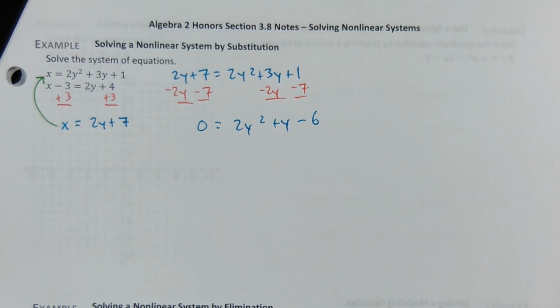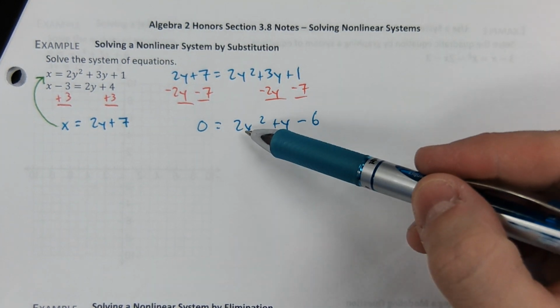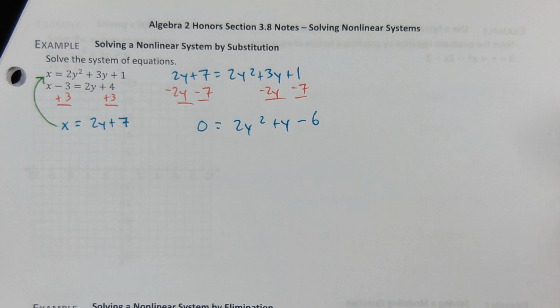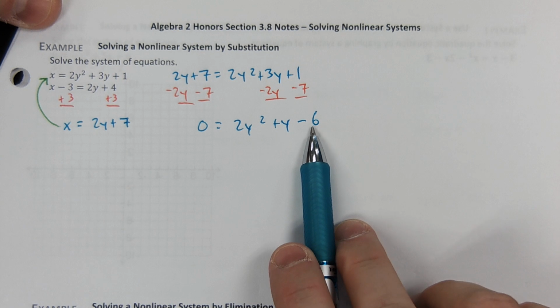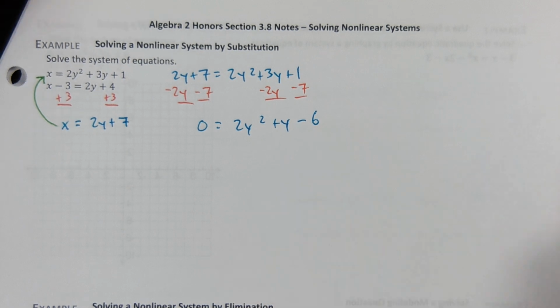Alrighty, we have a quadratic that has a number in front of its leading term. That's not a 1. That means if it factors, it'll factor by the Lizzie method. Let's see, 2 times negative 6 is negative 12. Is there a way to multiply to get negative 12 and add to get 1?